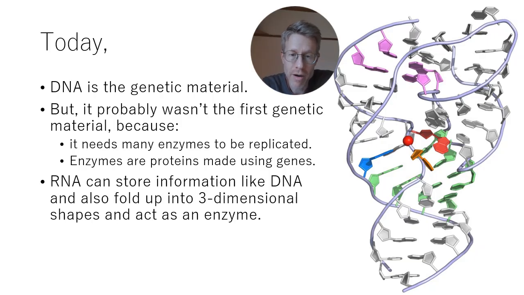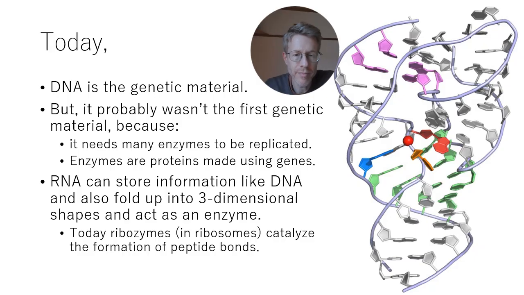It's thought that it was RNA because RNA can store genetic information, but it also can fold into a three-dimensional shape. So this image next to me is a folded up piece of RNA. And when RNA folds up into a three-dimensional shape, it can do similar things that proteins do today, right? The shape can catalyze chemical reactions. And we know this because there are still RNA molecules that do act as enzymes today.